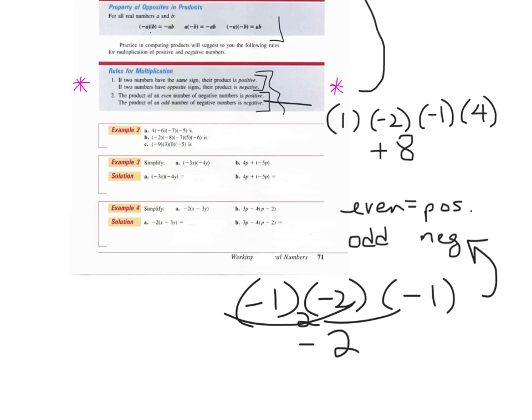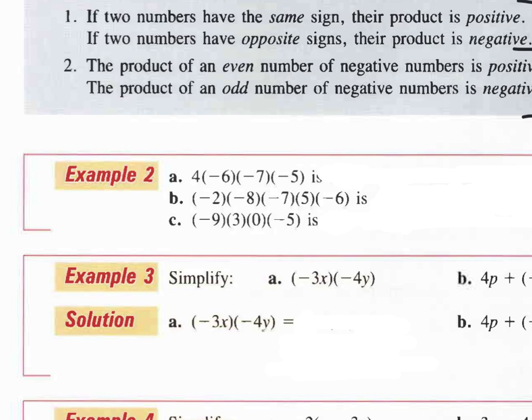If it's even, then you know your answer is going to be positive. If it's odd, then it's negative. And then just multiply the numbers like normal. So let's try a couple of examples. So let's look at example 2.